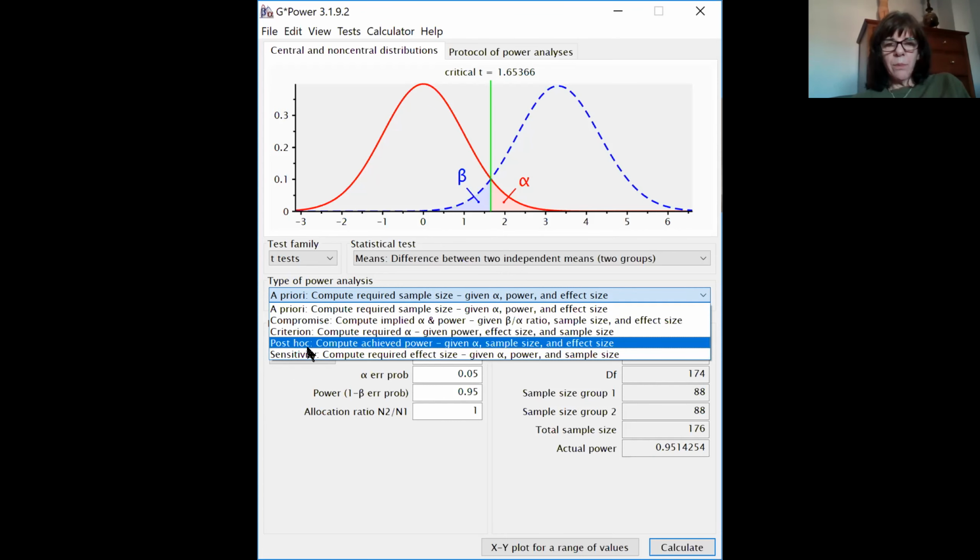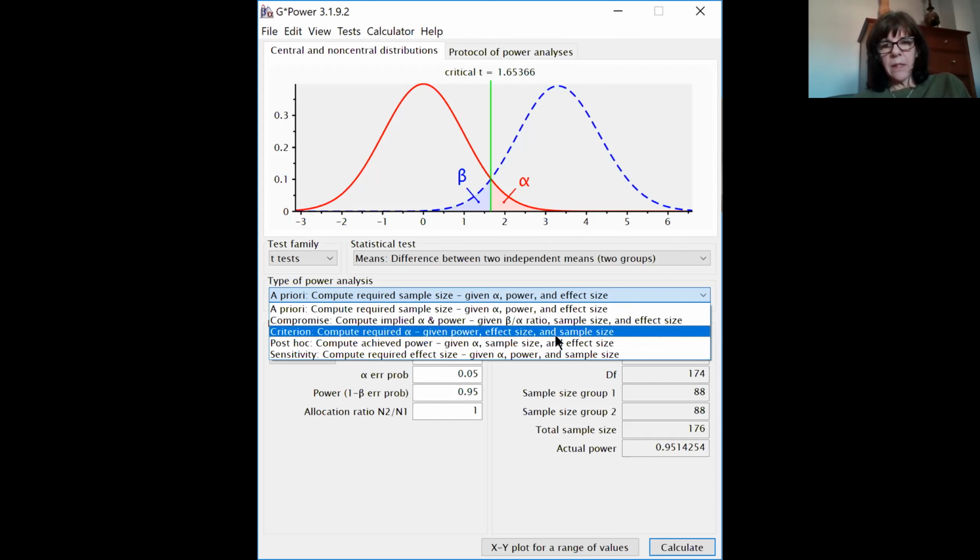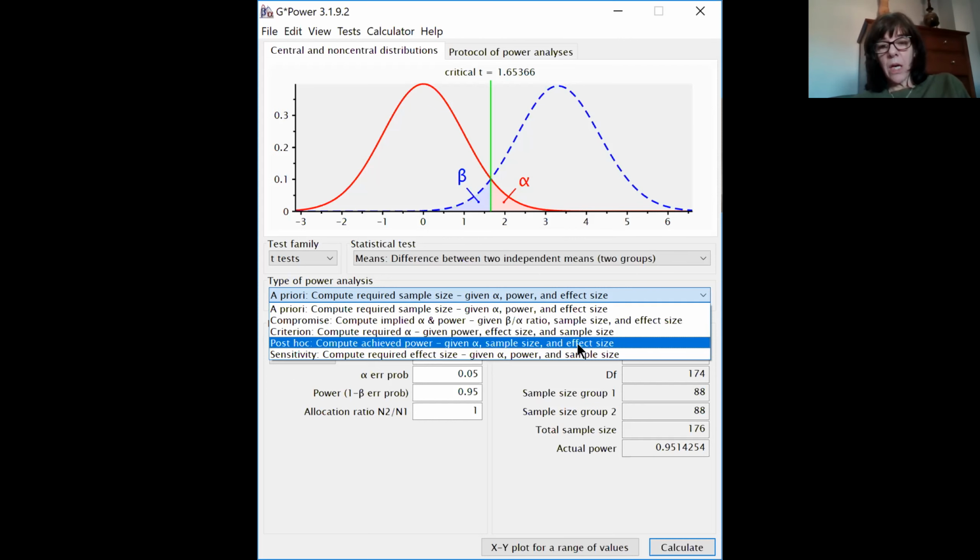Post hoc tests compute the achieved power given alpha, the sample size that you actually got, and the effect size that you actually got in your study. So it'll tell you, well, given that effect size and given that number of people, you wouldn't have overturned the null hypothesis because you only had a 50% power rate.